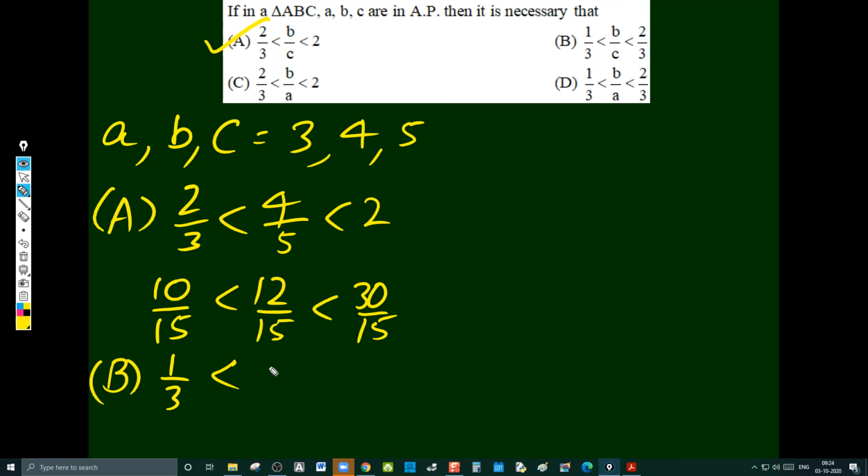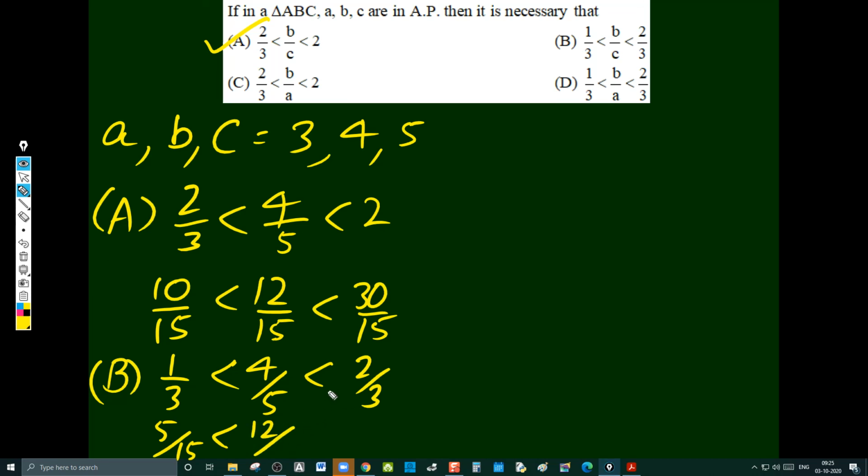4 by 5 less than 2 by 3. Check it out by making the denominator 15. This is 5 by 15 less than. Sir, there was no need to check option B, because in option 1 itself the ratio was greater than 2/3. Correct, correct.